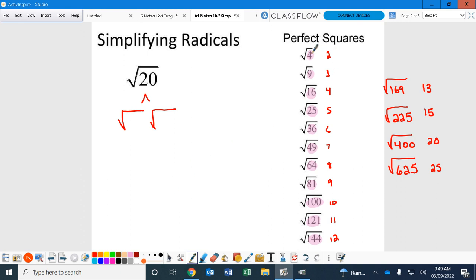Guys, what out of this list, not the numbers over on the right, the numbers on the left, what out of that list will go into 20? 4, perfect. 4 is in that list. 4 goes into 20. Guys, how many times does 4 go into 20? That's the other number. 4 is the nice number because it's a perfect square. 5 is what's left over. It's called the not nice number. It's not a perfect square. What is the square root of 4? 2. So the answer would be 2 square roots of 5. That is considered to be simplified. The reason it is simplified is because 5 does not divide by any of these numbers that are perfect squares anymore. So we have simplified it as much as we possibly can.